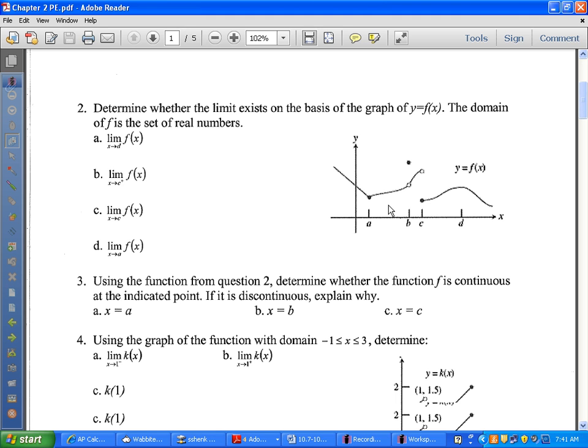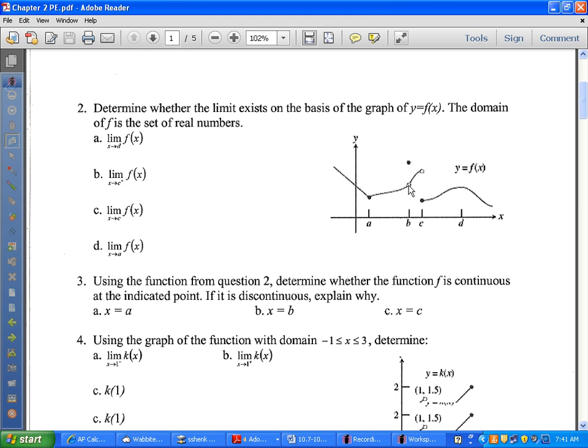Again, if the function's going to be continuous, then the limit and the function value have to be the same. So as we approach from the left-hand side, the limit has to exist, as we approach from the right-hand side, the limit has to exist, and the function value has to exist, and they all have to be equal to each other. Okay, if they're all met, then it's continuous. If not, we've got discontinuities. Now, tell me then, please, what kind of discontinuity do we have here at B?